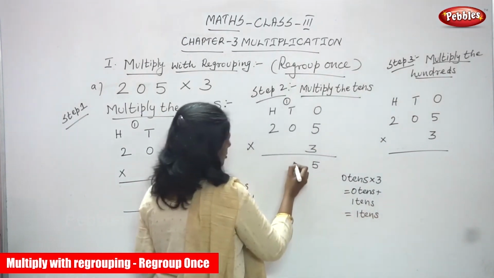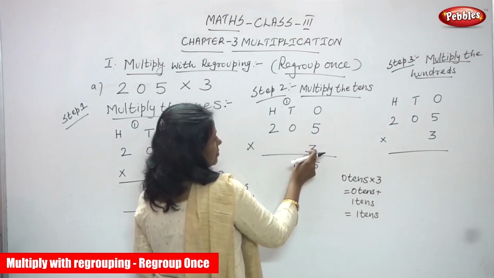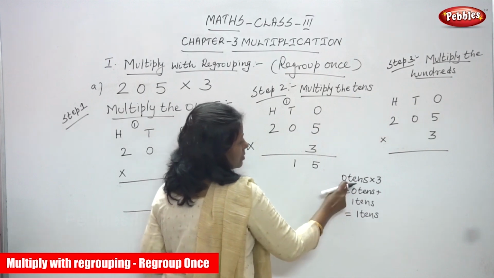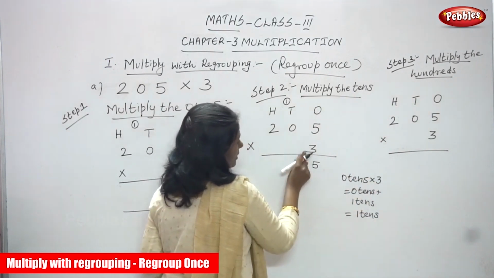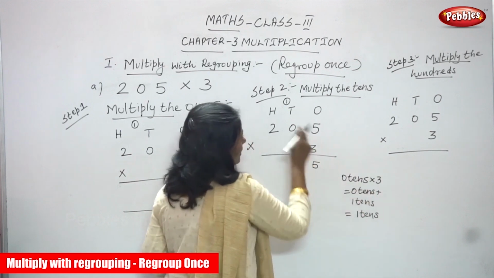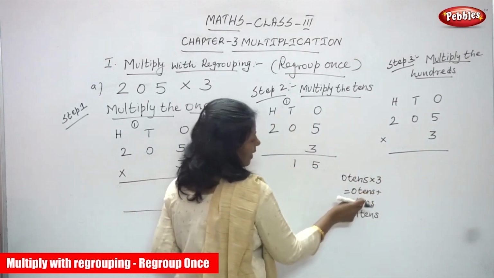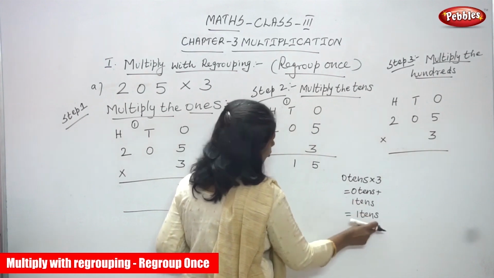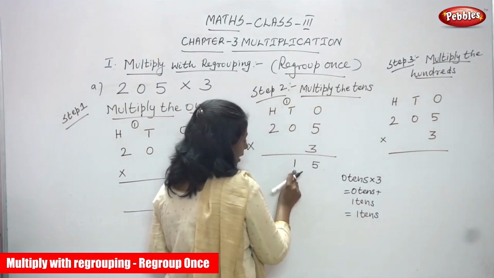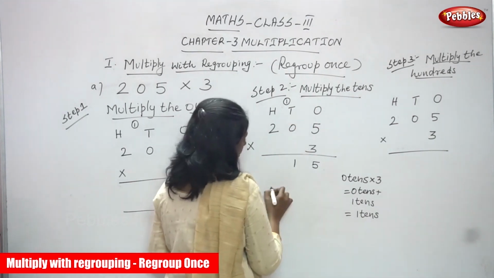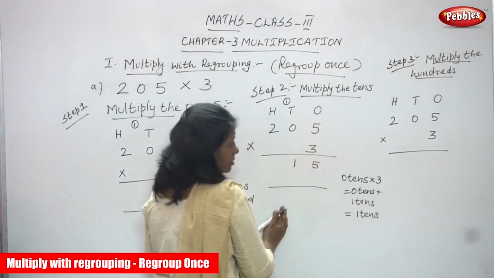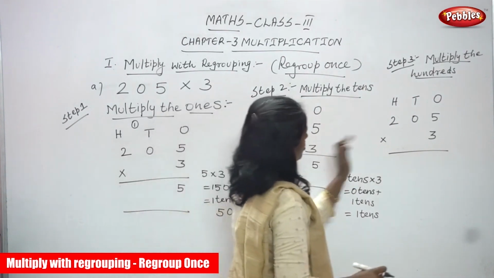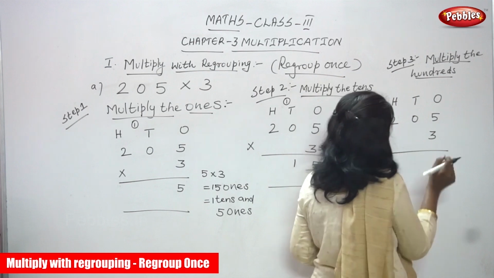So you have to write 1 here, because 0 tens multiplied by 3 gives 0 tens. Then the carryover of 1 tens is also added with that. 0 tens plus 1 tens, you get 1 tens. So you have written the 1 in the tens place value. So multiply the tens is over. For the hundreds there is no carryover. Now we go to step 3, multiply the hundreds.